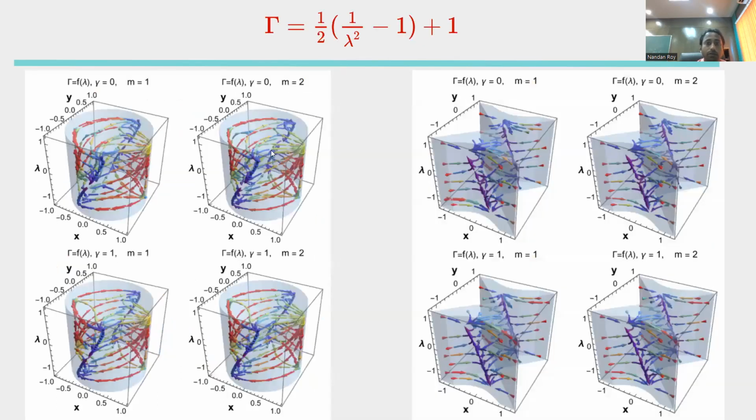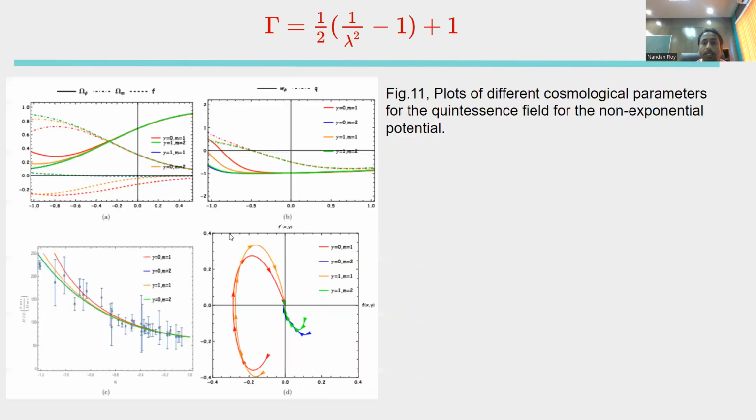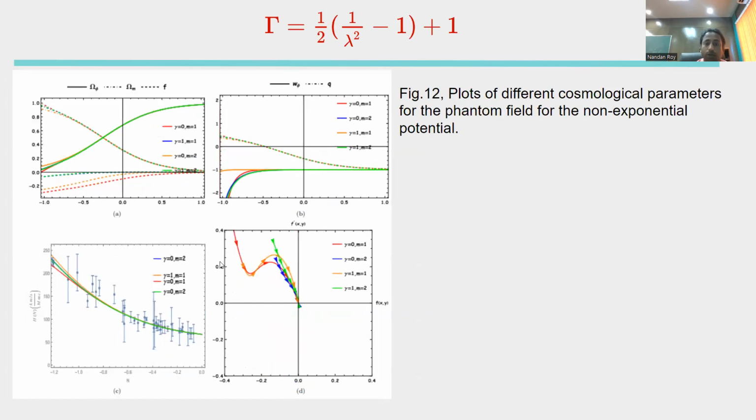Now we have the other gamma case, and we plot the phase plot. It is remarkably similar to the previous case, and the cosmological parameters show similar behavior, also for the phantom case.